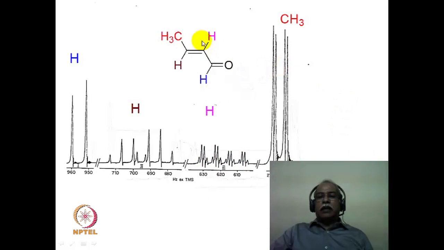Now finally, let us come to the CH3. CH3 is coupled to both the vicinal hydrogen, which is this brown hydrogen, as well as the allylic hydrogen, which is the magenta hydrogen. So it will be split by the brown hydrogen into a doublet, further split by the magenta hydrogen into a doublet. So you should see a doublet of a doublet. The 4-line pattern that you see for the methyl group is essentially a doublet of a doublet pattern in this particular molecule.